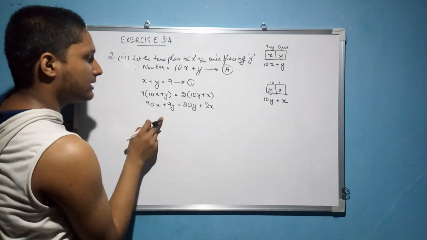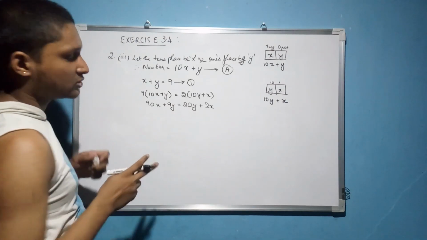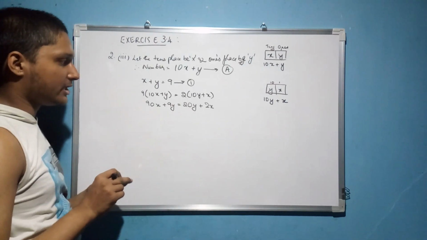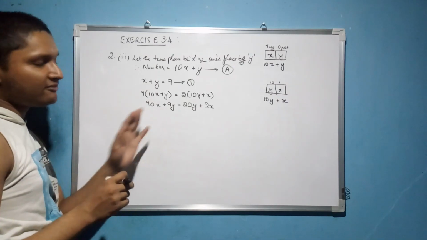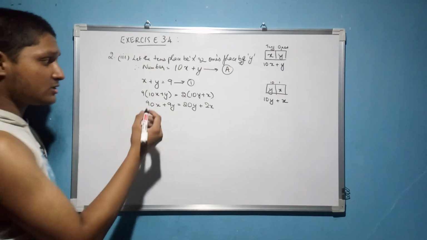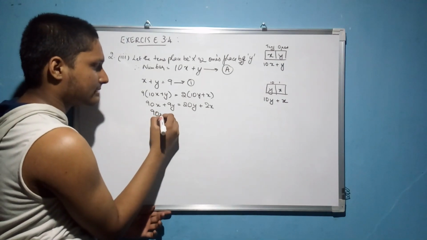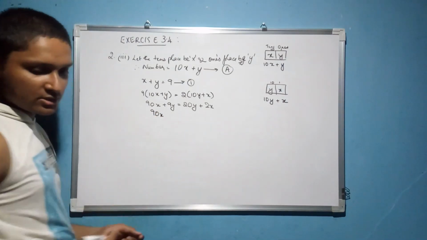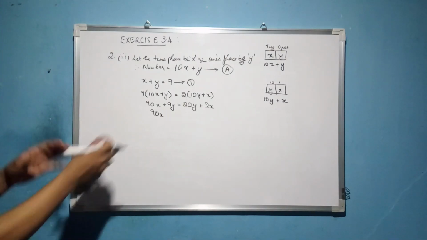So let me bring all these to the left hand side so that it becomes easy for me for calculations. So here you can find out that there is no constant term. You are not going to get irritated with that. So you have 90 minus 2, you are going to get 88.